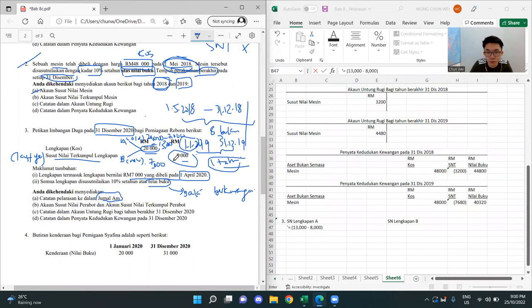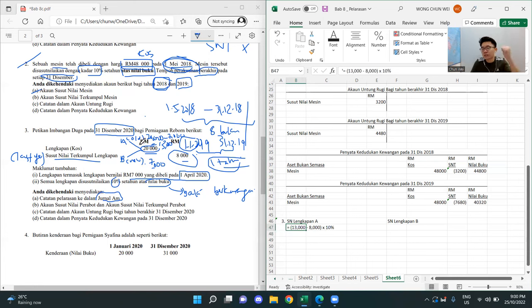All right, so I minus 8,000, which is from last year. So after that, you times the percentage, the kadar, which is 10% in this question. So because this is an old lengkapan, okay, meaning last year sudah ada punya. So come to this year, definitely you guna daripada 1st January sampai 31st December. So that will be 12 months already. So when it is 12 months, you don't have to do anything lah. You just straight away times 10%. If you want to write extra, you can times 1. Times 1 equals to the same lah, right? Without the times 1, it's sama. So 13,000 minus 8,000 is your nilai buku 5,000 times 10%. So we get 500. So 500 is a susut nilai for lengkapan A.